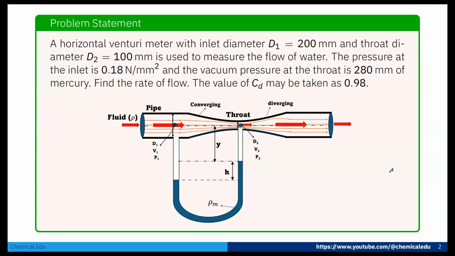A horizontal Venturi Meter with inlet diameter D1, that is 200 mm, and throat diameter D2 of 100 mm, is used to measure the flow of water. The pressure at inlet is 0.18 Newton per mm square and the vacuum pressure at the throat is 280 mm of mercury. Find the rate of flow. The value of CD may be taken as 0.98.